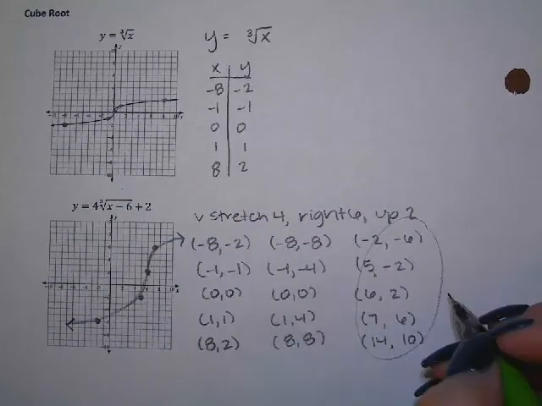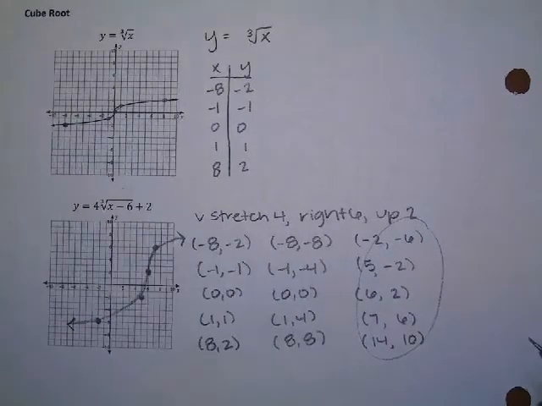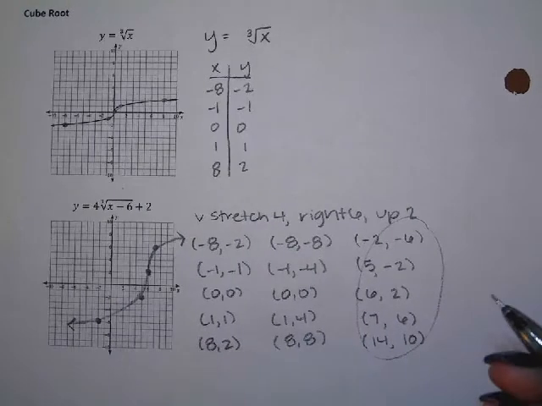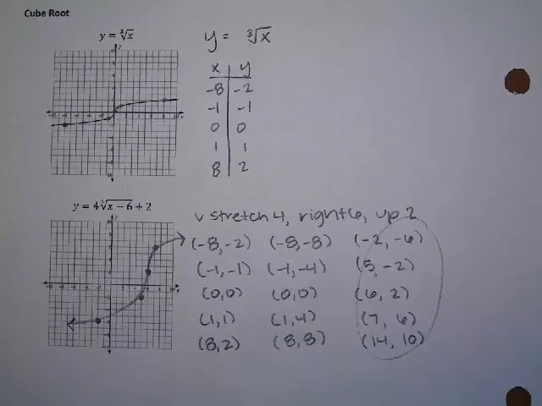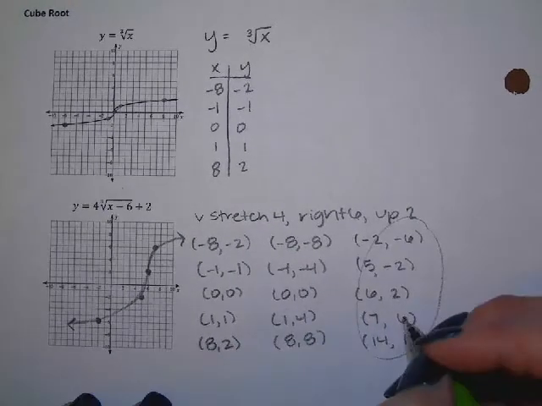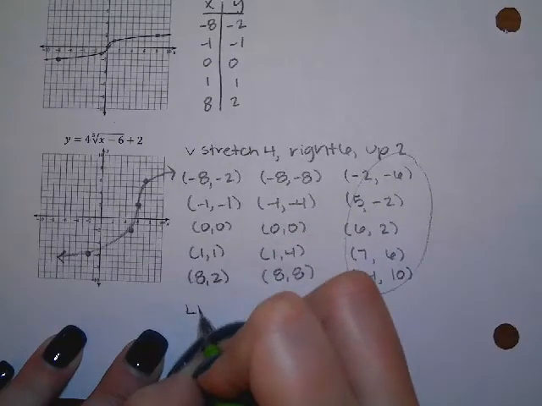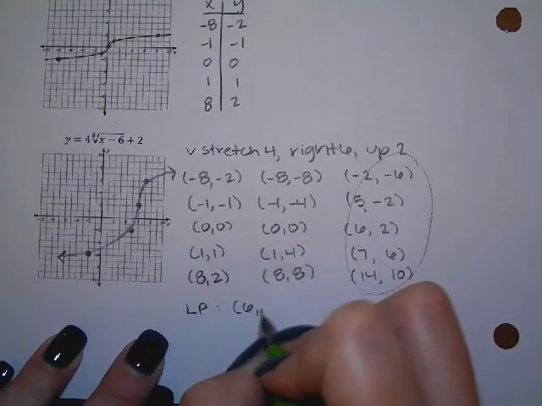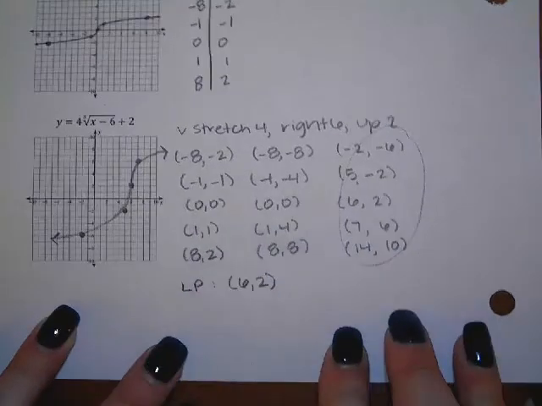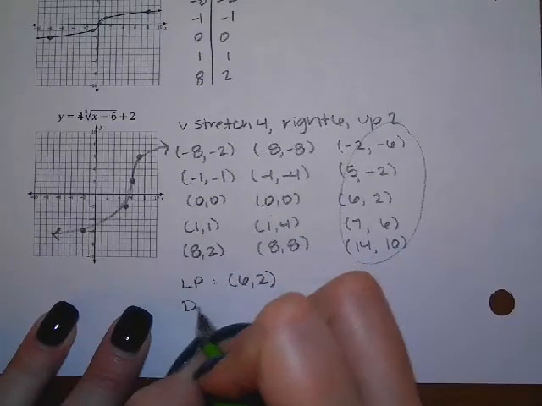So if you're unsure about how to connect the points to make them look right, you just look for that middle point, that locator point, the same way you would find the vertex. Okay, so we already said the locator point is 6, 2. What's the domain of this graph?